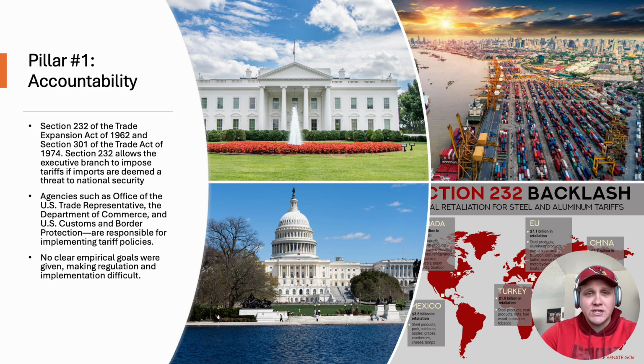Section 232 of the Trade Expansion Act and Section 301 of the Trade Act of 1974 allow the executive branch to implement tariffs if they deem them a national security threat. Now, this was particularly used by the Trump administration for things like steel and aluminum. The Biden administration actually used this for things like washing machines and electric cars. That's why we don't have any China brand electric cars here. We only have Teslas and Fords, and Rivians.